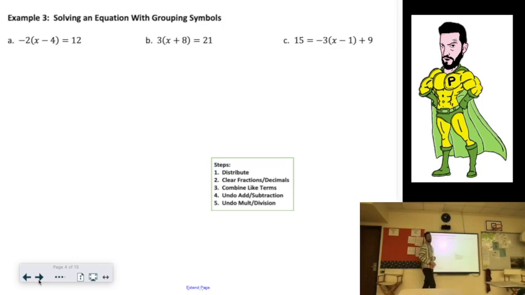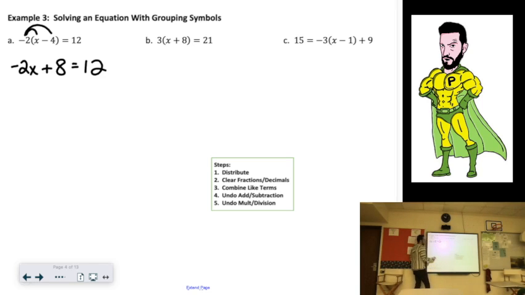Oh, now we're gonna have to distribute. Great, we're already pros. So step 1, distribute. On A here, we're multiplying in -2. -2 times x is -2x, and -2 times -4 would give us +8. And what's left is a 2-step equation.